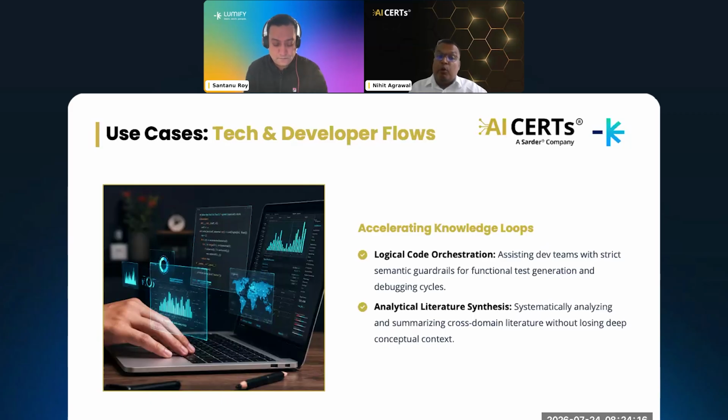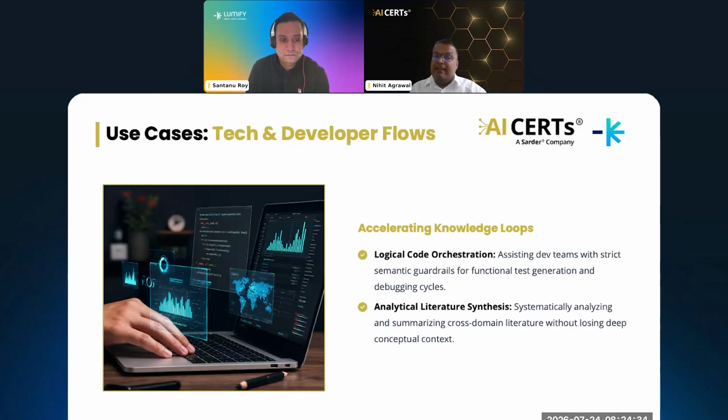Here, with properly designed prompts, AI can become a highly effective development assistant. Rather than simply generating code snippets, it can follow specific rules, generate test cases, and help developers troubleshoot issues more efficiently.